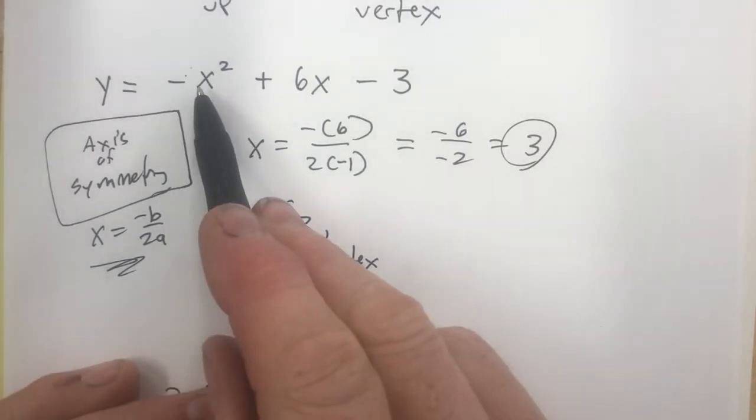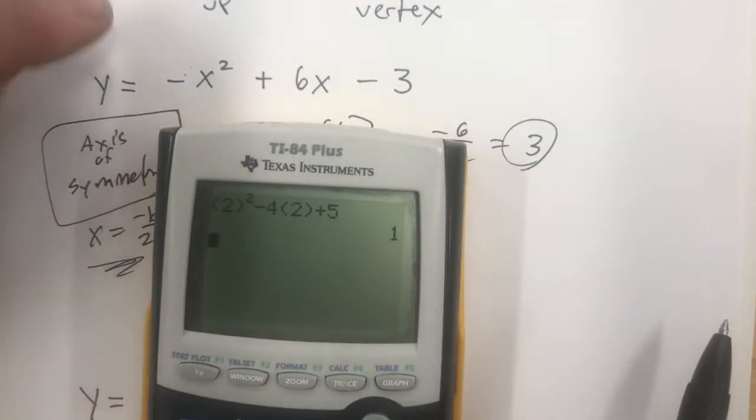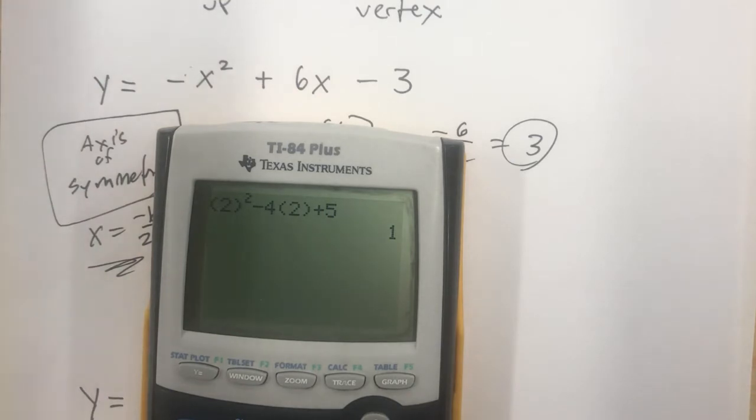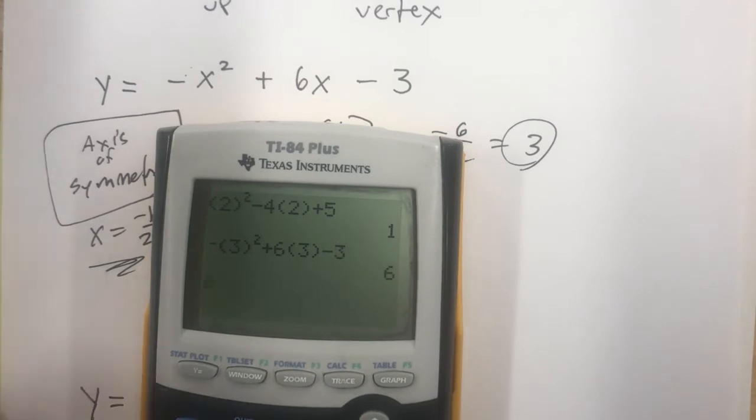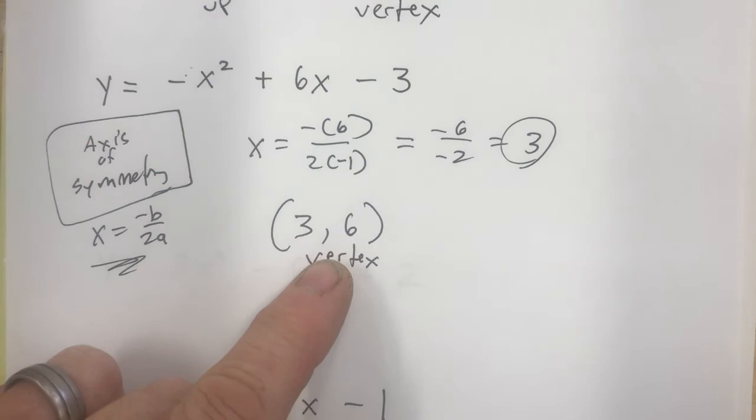Now, I just put 3 in the equation. All right, now when you do this one, when you punch it in, you got a negative here in front. So you hit a negative, and then you do your parentheses, put your 3 in parentheses, okay, squared, plus 6, and then you put your 3 in parentheses again, then minus 3, and I get 6. The y value is 6, and there's my vertex.